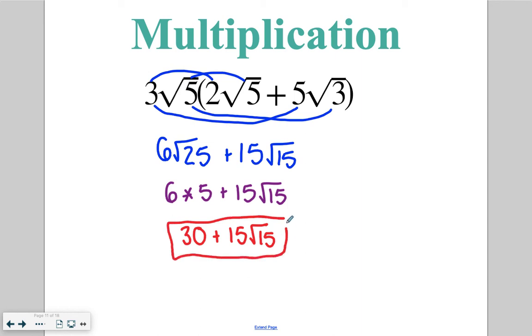Just like if you had 30 plus 15x, you can't add that to get 45x. That's not allowed because the first part doesn't have a variable. Same thing happens over here. We can't add 30 to the 15 because the 30 doesn't have a variable, a square root.